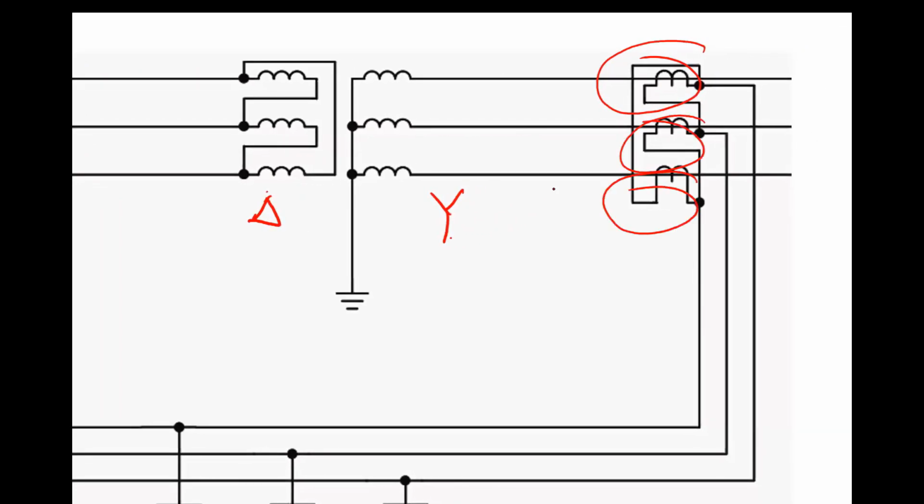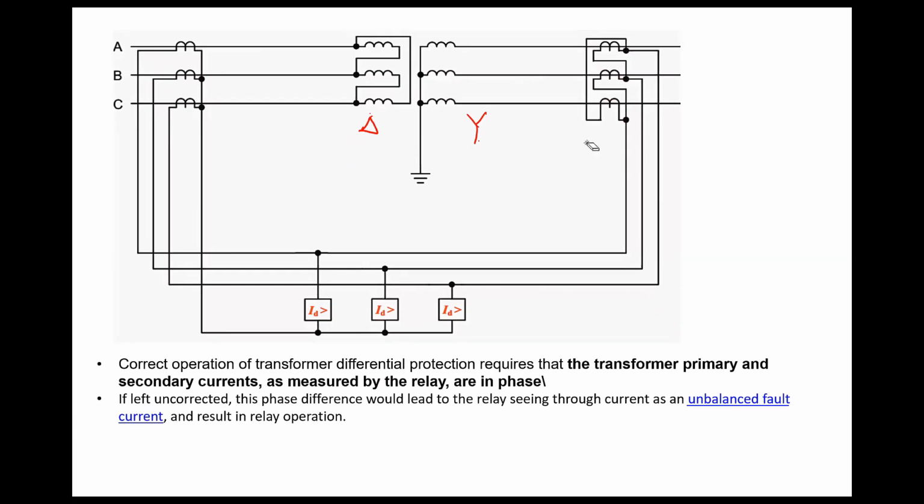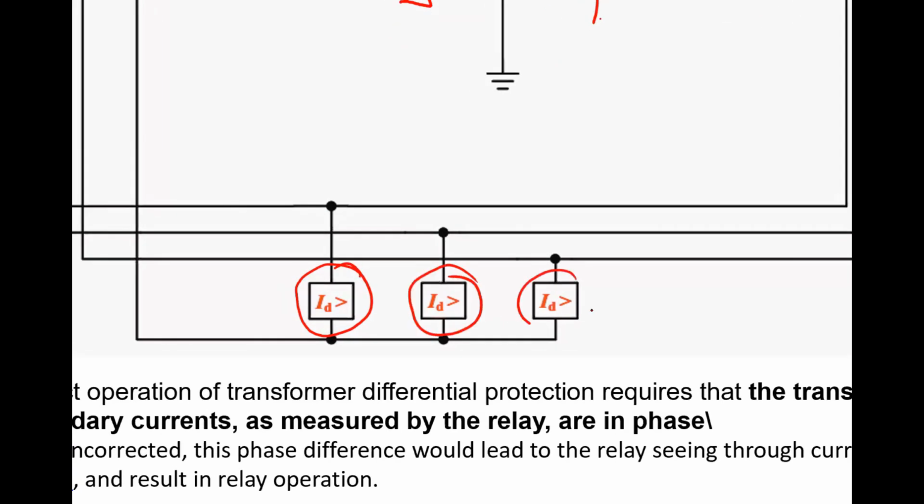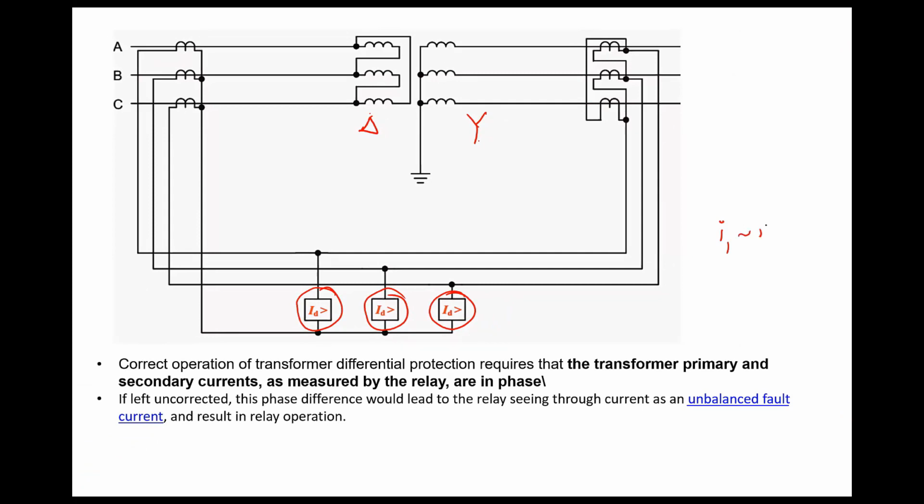With this connection, what we are achieving is nullifying the 30-degree phase shift effect. Again, ID means it is an operating coil. Whatever we have indicated here is an operating coil. Through this operating coil, differential current will flow. We have already seen that if this differential current exceeds the pickup value, then the relay will trip.